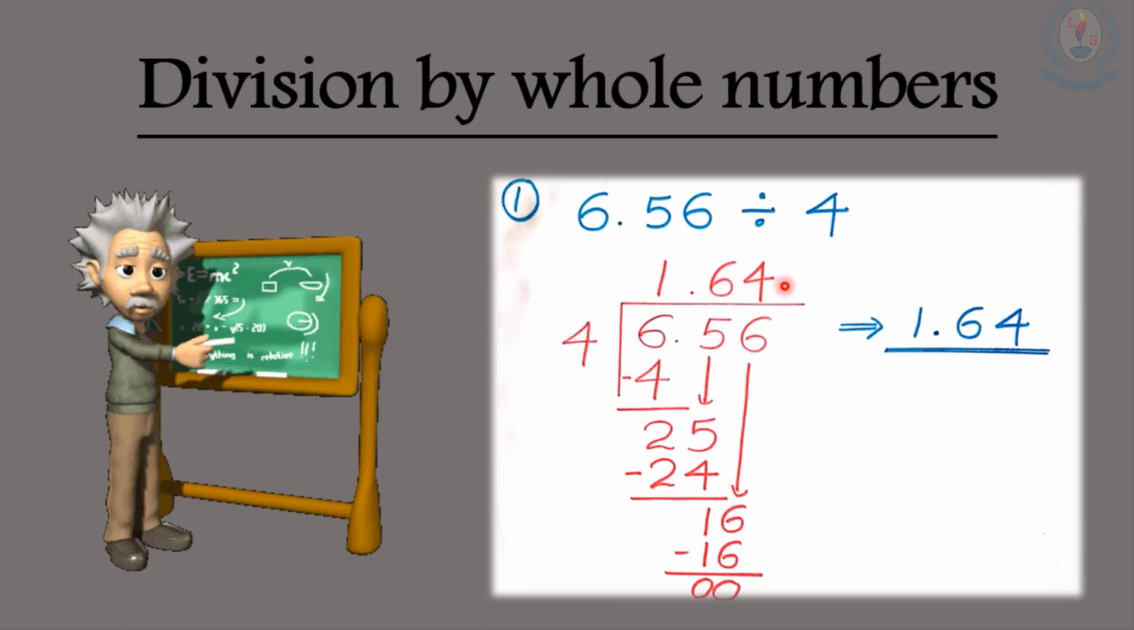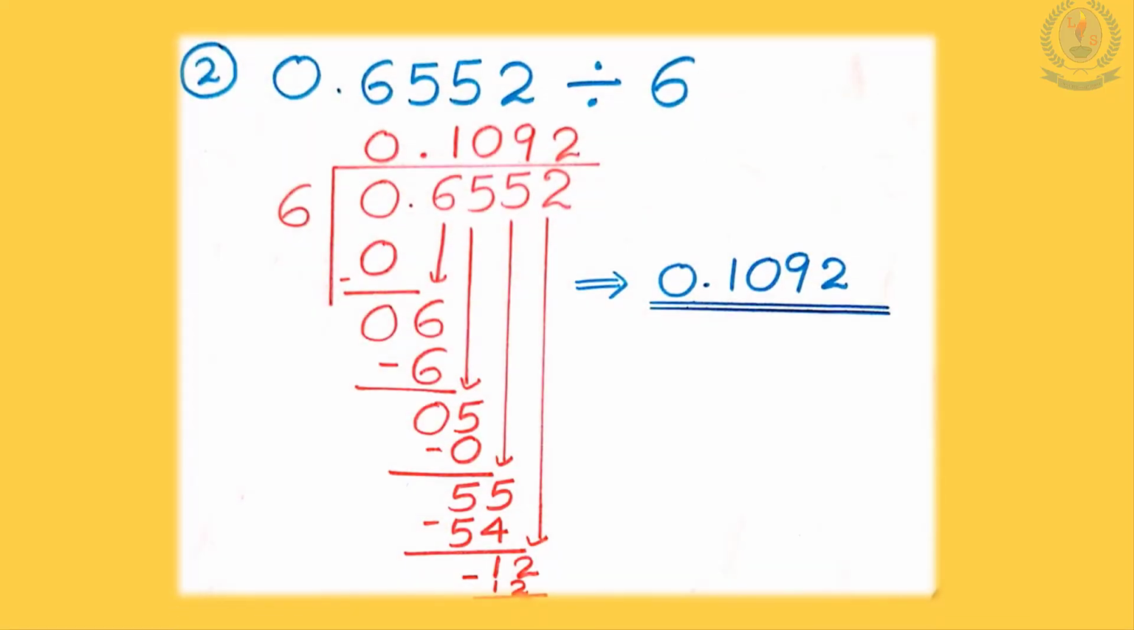Then 4 times 4 means 16. Then 16 minus 16, 0 remainder. Right, then the answer is 1.64. This is the way of dividing a decimal by a whole number. Second example, 0.6552 divided by 6. Here I have used the long division method.